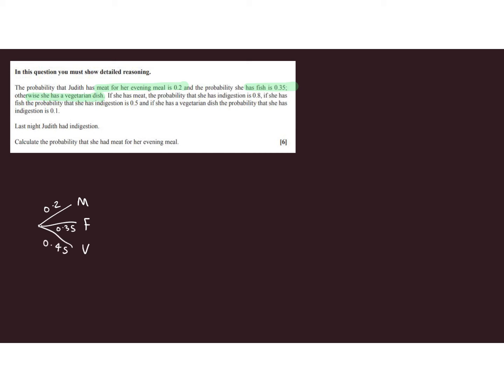0.45. Now, if she has meat, the probability that she has indigestion is 0.8, so the probability she doesn't have indigestion after meat is 0.2. If she has fish, the probability that she has indigestion is 0.5, the probability she doesn't have indigestion must then be 0.5, and if she has a vegetarian meal, the probability that she has indigestion is 0.1, probability she doesn't have indigestion must be 0.9.